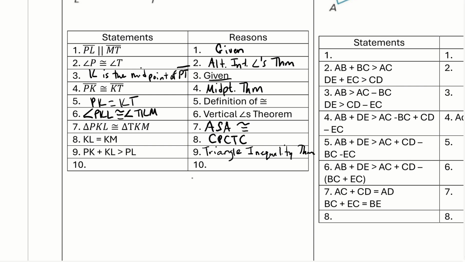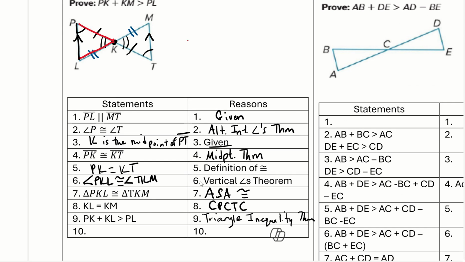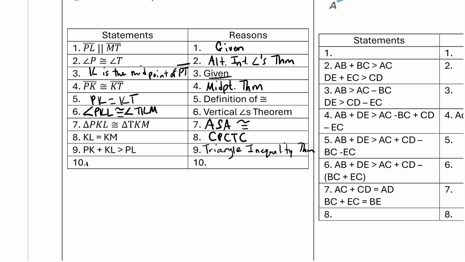Triangle inequality theorem. Remember, the two sides always have to be bigger when you add them together than the third side, right? All right, and then what do we end with? We end with what we're trying to prove, right? PK plus KM is greater than PL.